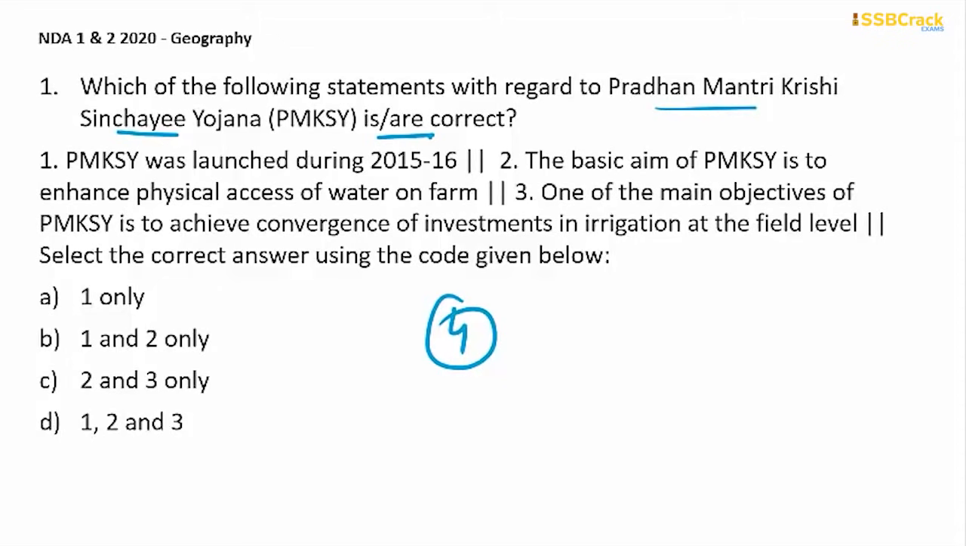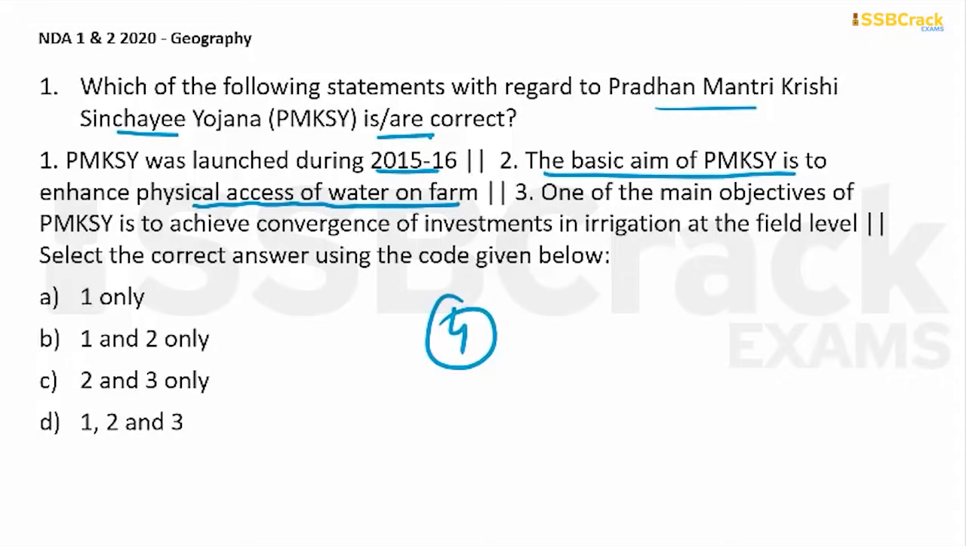PMKSY, in short for Pradhan Mantri Krishi Sinchai Yojana, was launched during 2015-16. The second statement says that the basic aim of PMKSY is to enhance physical access of water on farm. Then the third statement says that one of the main objectives of PMKSY is to achieve convergence of investments in irrigation at field level. You have to tell which of these statements are true.